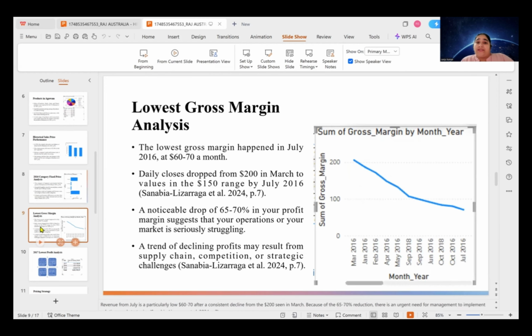Now I am going to talk about lowest gross margin analysis. The lowest gross margin happened in July 2016 at $60.70 a month. Daily closes dropped from $2,000 in March to values in the 150 range by July 2016. A noticeable drop of 65 to 70% in your total profit margins suggests that your operations are seriously struggling. A trend of declining profits may result from supply chain, competition or strategic challenges. As you can see in the graph from March 2016 to July 2016.